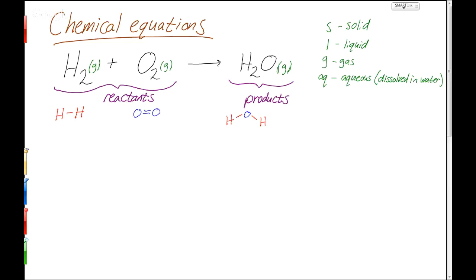We can't have an equation where you have atoms disappearing on one side or the other, or appearing. They have to be the same on both sides. So how are we going to do that? Can we put a 2 down here and say, okay, instead of H2O, it's H2O2? Why can't we do that?